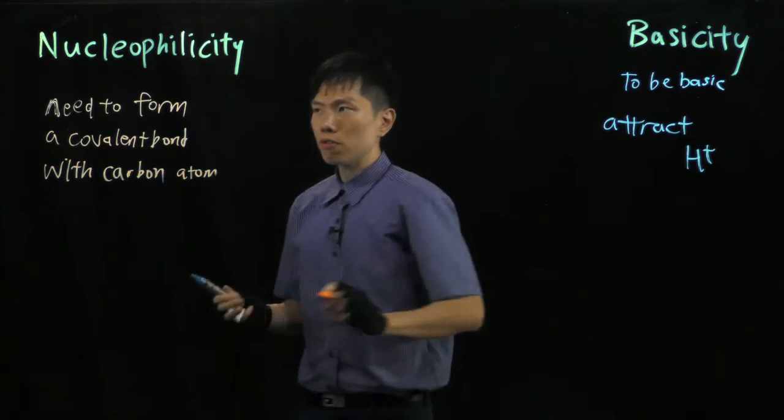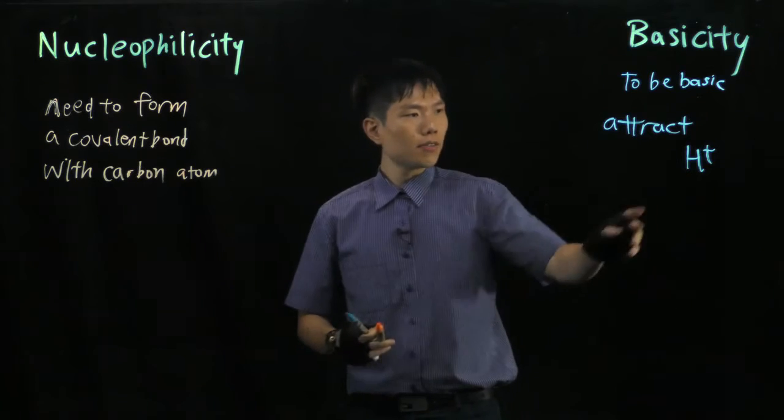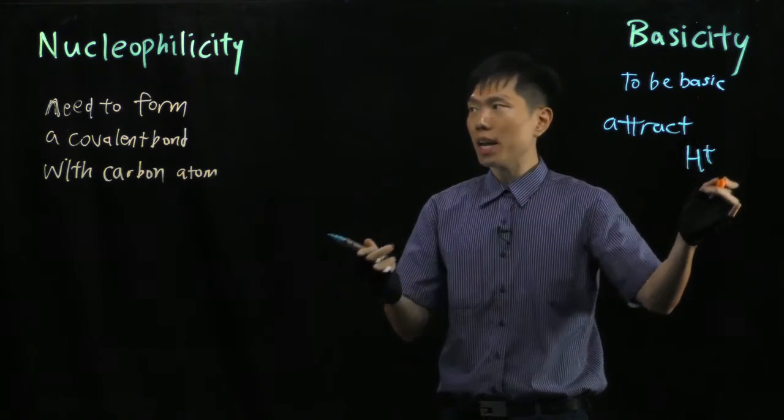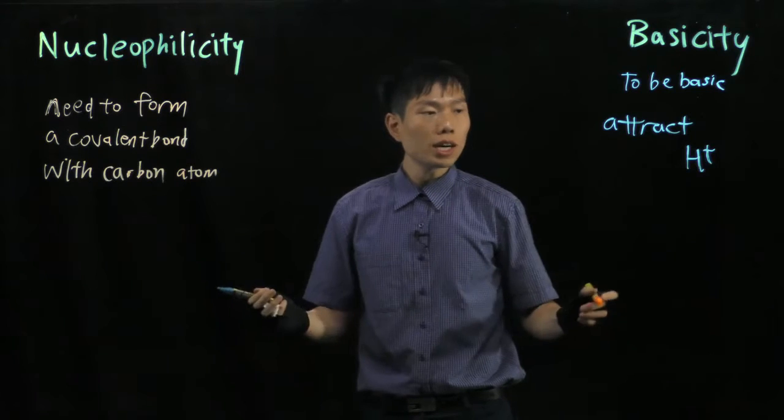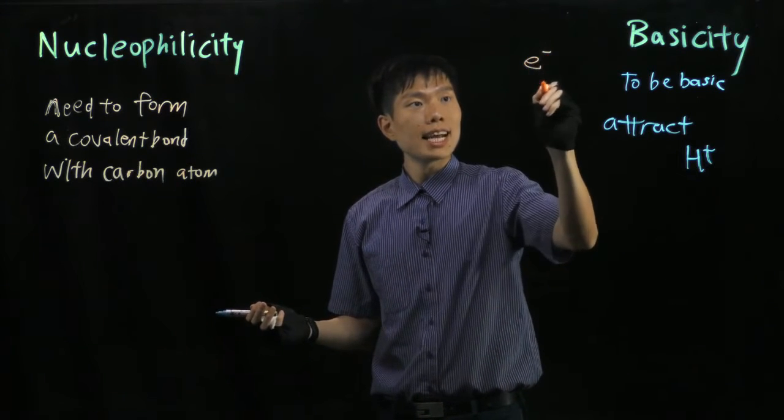Now, when you want to form a bond, be it a bond with hydrogen, H+, or a bond with carbon, you need what? You need electrons. In fact, an electron pair.